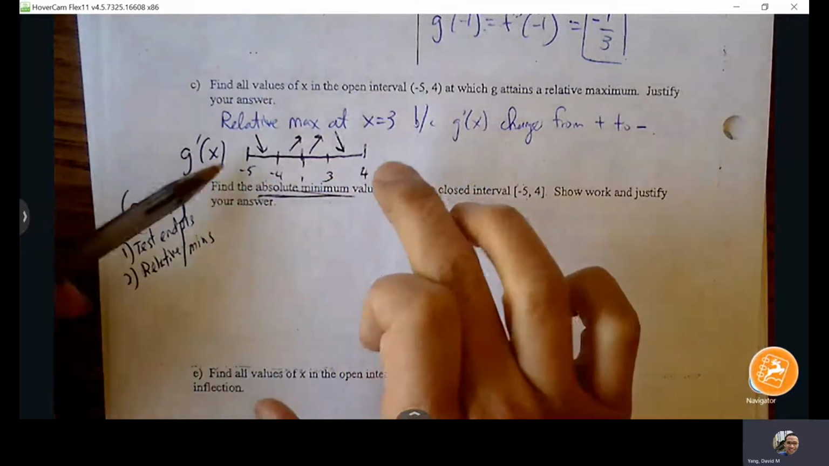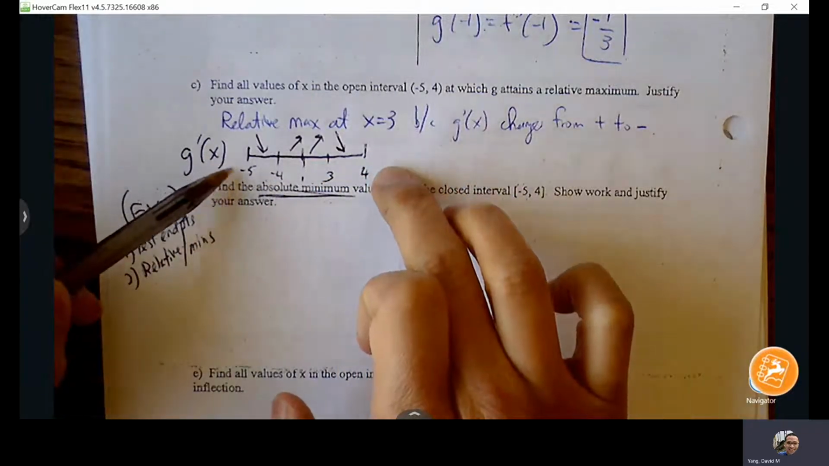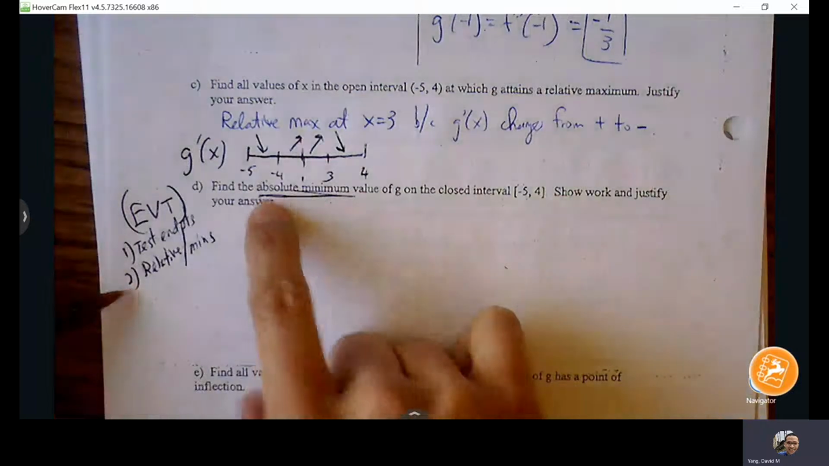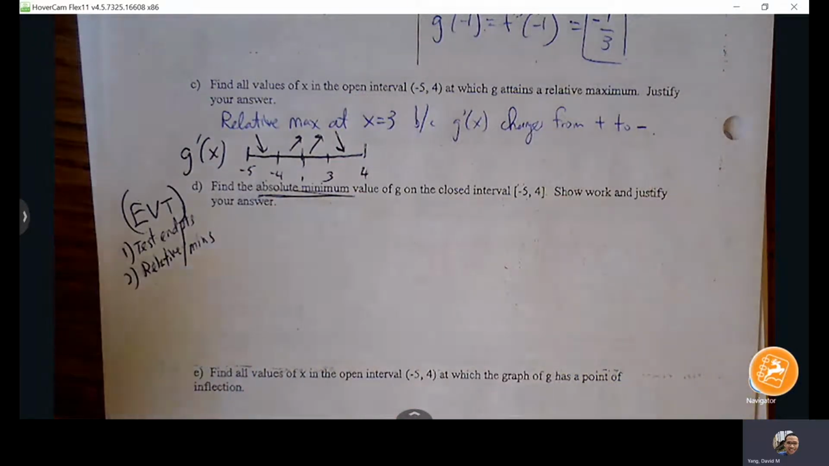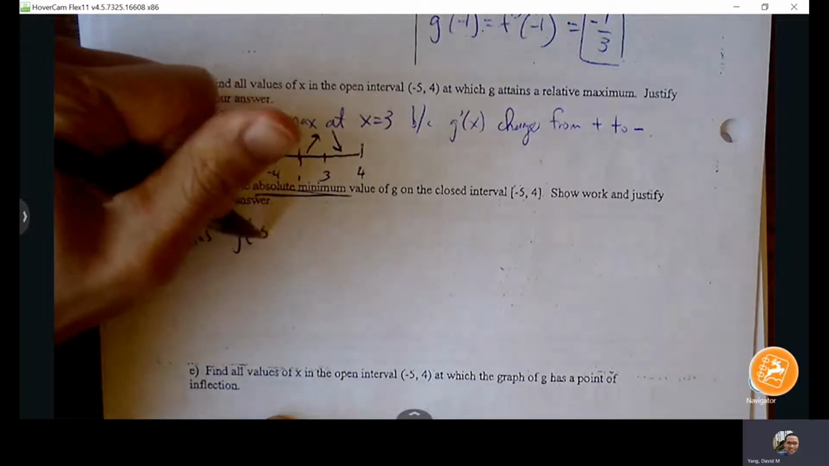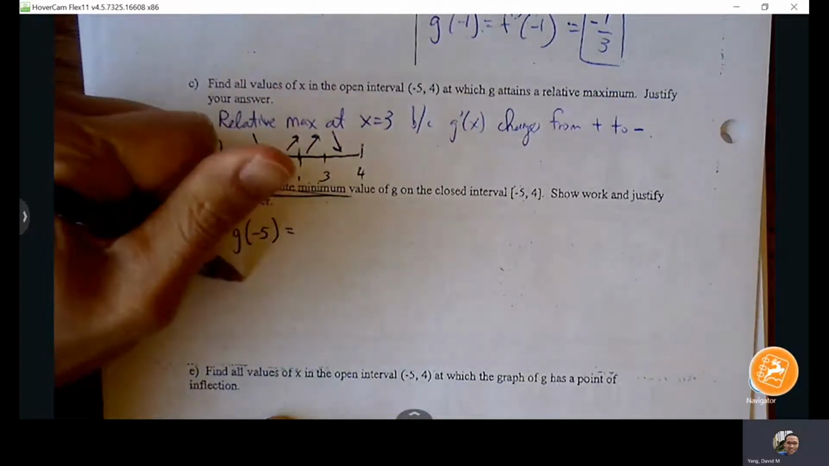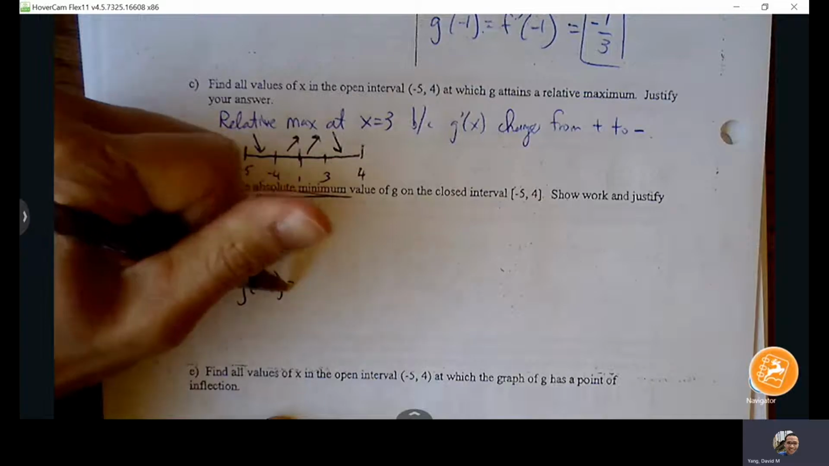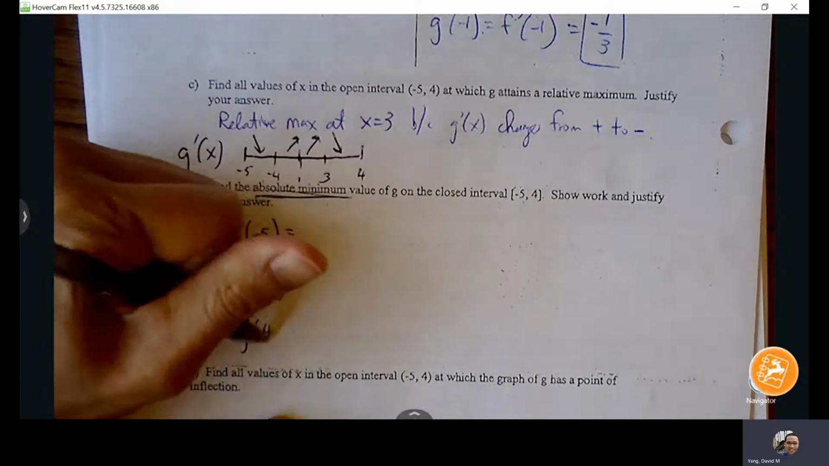But as it stands, let's just test -5 and 4 because those are the endpoints, and we'll test -4 because the relative min could end up being the absolute min. Okay, so we're going to test 3 points here. So we'll test G of -5, we'll test G of -4, and we'll test G of 4.